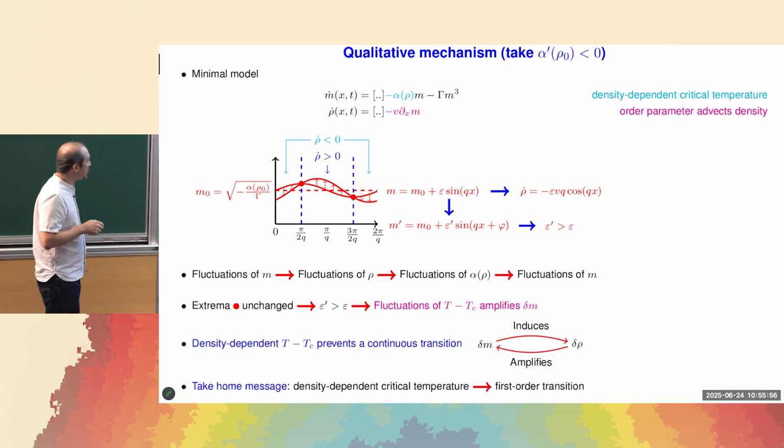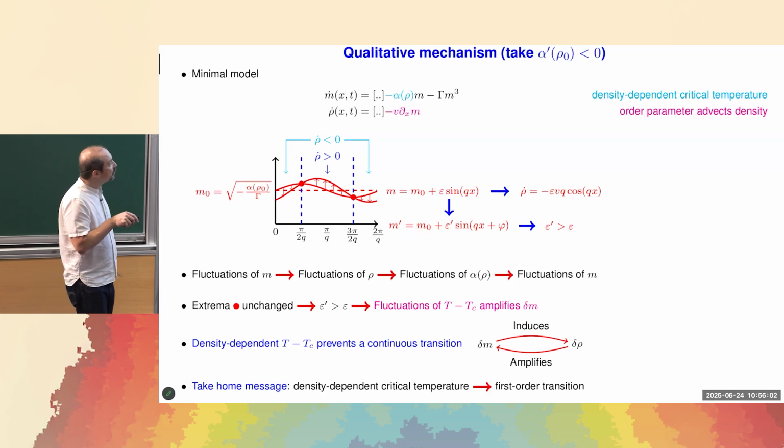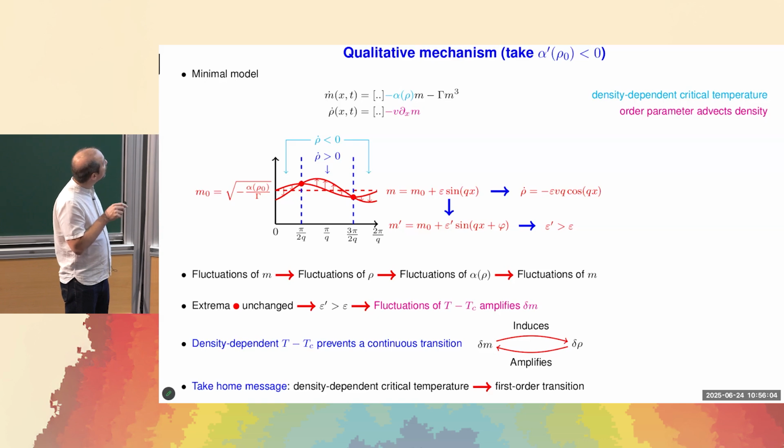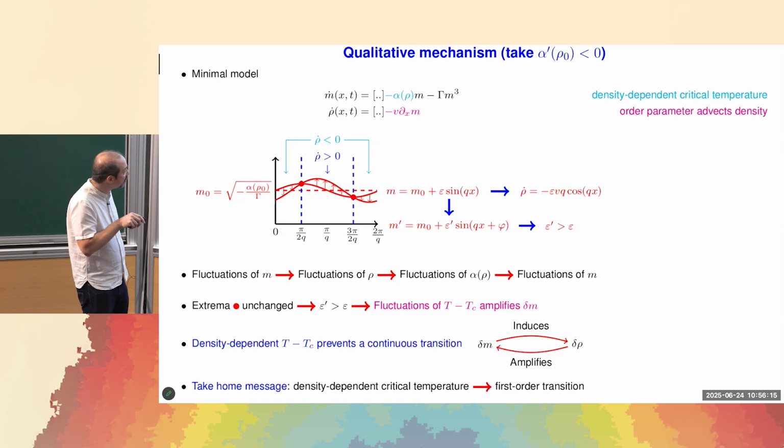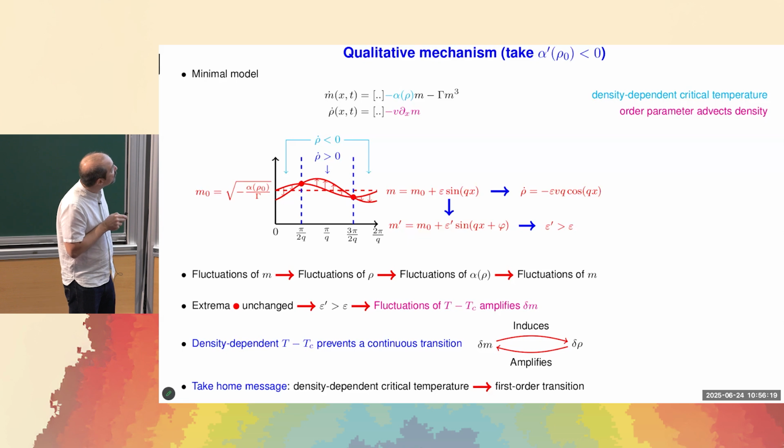So what's the mechanism? The mechanism is that the density-dependent critical temperature prevents the continuous transition. How? Fluctuations of M advect and create fluctuations of rho. In turn, the fluctuation of rho creates fluctuation of the critical temperature. That creates fluctuation of order, which amplifies the initial perturbation. Here I took alpha prime negative, and you see that my perturbation moves to the right.